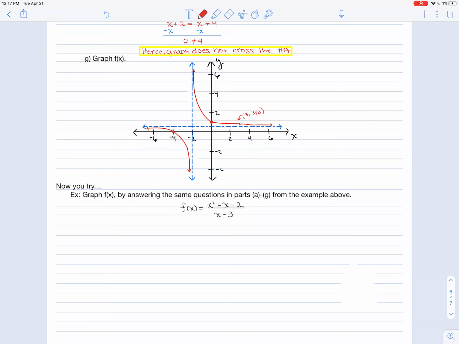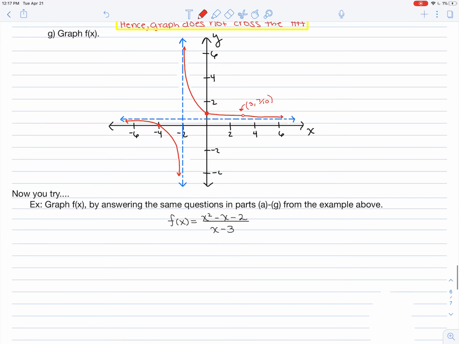Okay, so at this point, I would like you to graph on your own f of x equals x squared minus x minus 2 over x minus 3. Now, this would be a good time to pause the video because I'm about to show you the answer. Please do not move forward. Do not look at the answer.